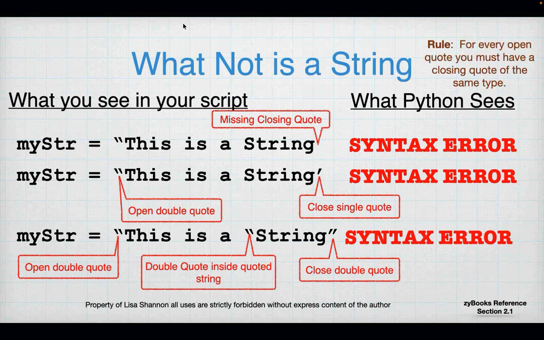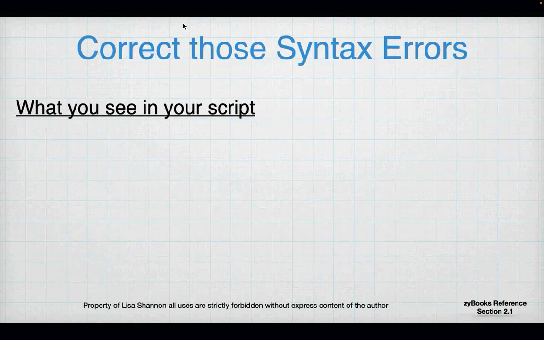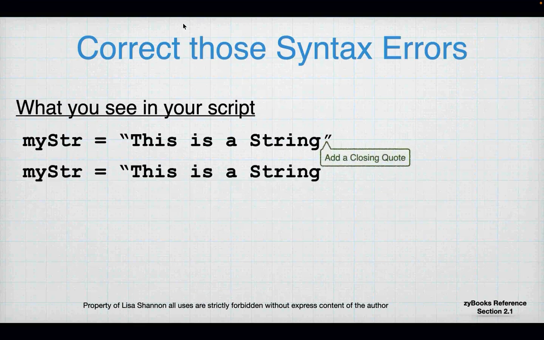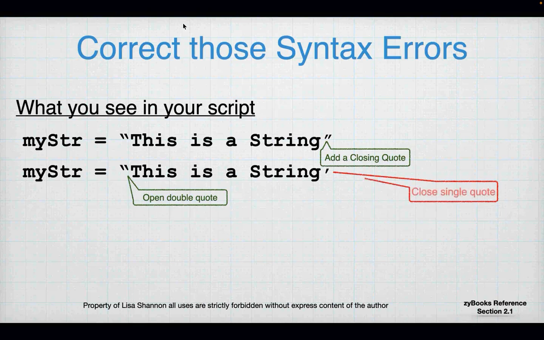So for every open quote, there has to be a closing quote of the same type. I emphasize this because I see this a lot when people are starting to do their first couple of programs. They don't balance their parentheses for functions, and they don't balance their quotes, and it causes trouble. How do you correct those syntax errors? Well, the easy way to correct them is to correct the quotes. So I'm going to add a closing quote to the first line. I'm going to open with a double quote, and instead of closing with a single quote, I'm going to close with a double quote.